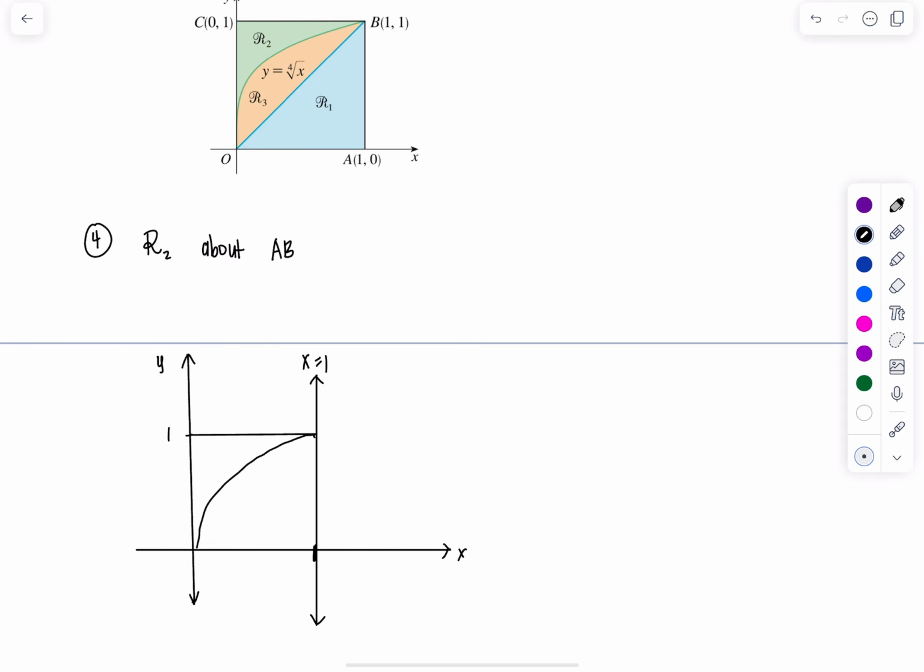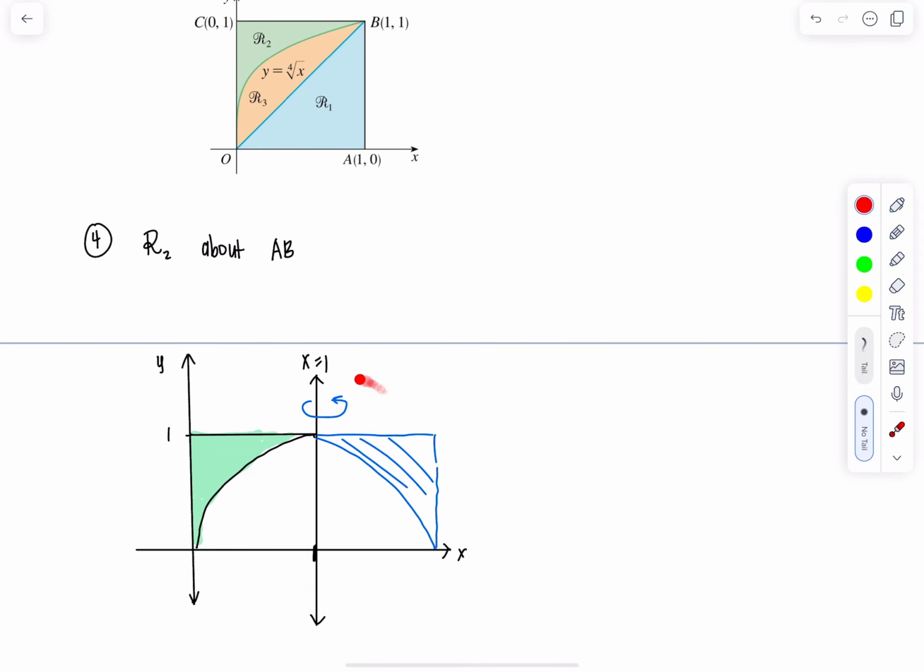And region 2, I'll make it green as well. That way it matches kind of. Here's region 2. And I'm spinning it around AB, which is right here. So reflect it. It's going to look something like this. Come down here. Boom. Okay, that's the other portion. It's a solid though. There's space. It's scooped out in the middle, right?